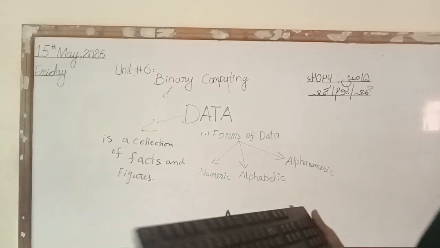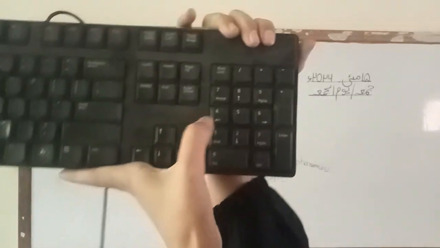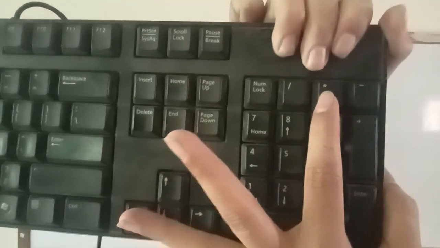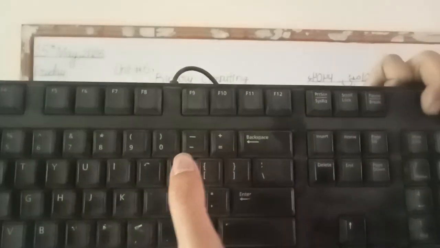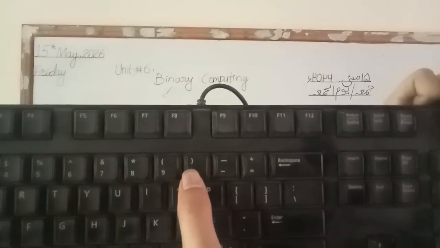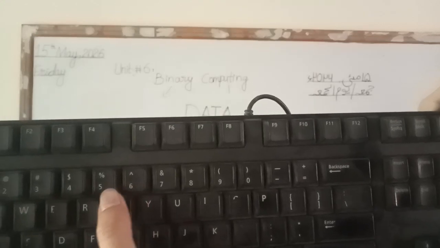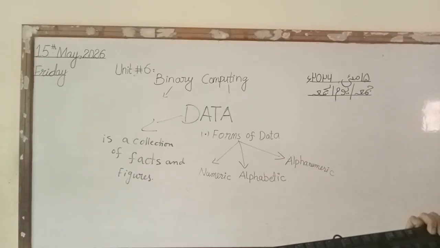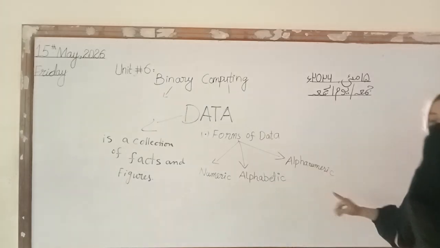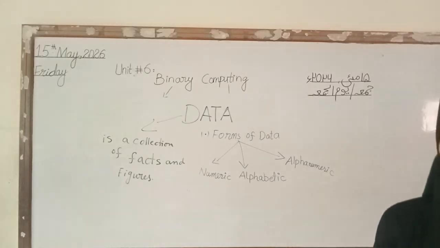This is what I was showing you, boys. We have some symbols with the numbers also, which we can use with shift. On a simple keyboard we have division sign, multiplication sign, subtraction, addition, plus and equal sign, minus, parenthesis, multiplication, percentage sign, dollar sign, at the rate, exclamation mark. These symbols belong to the alphanumeric data.